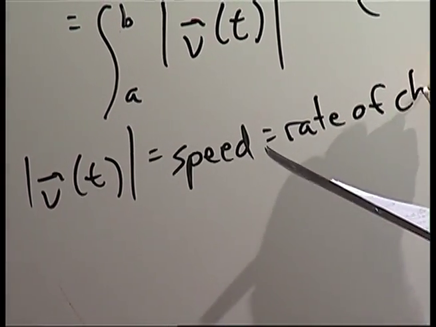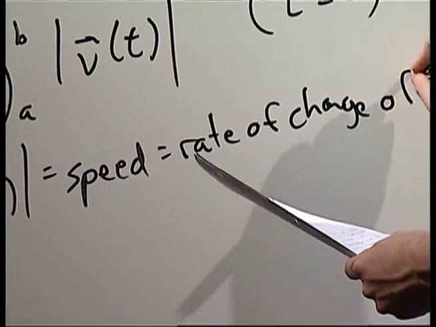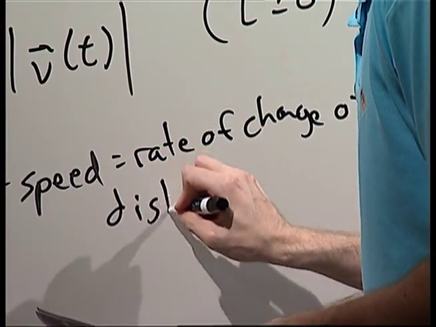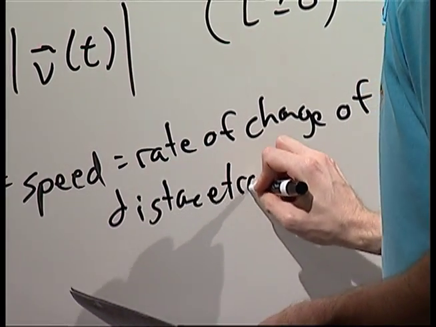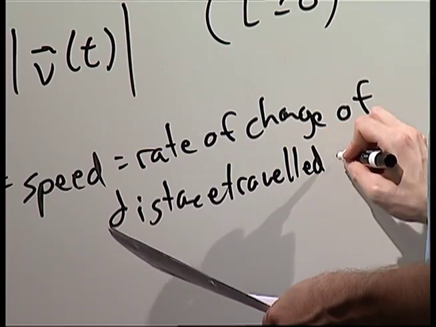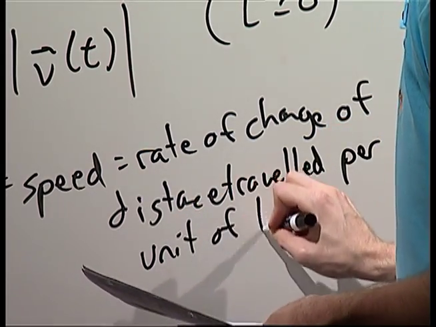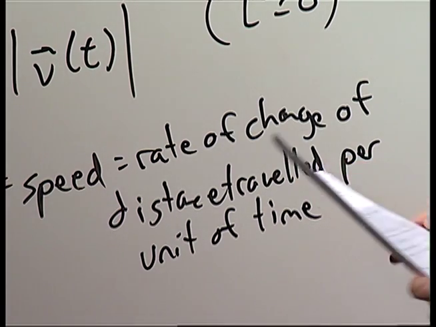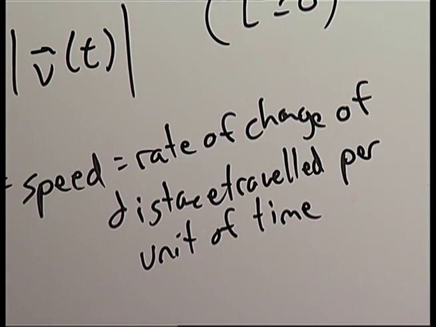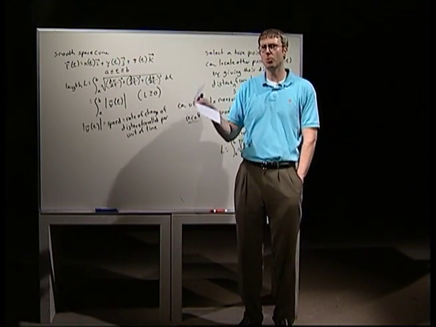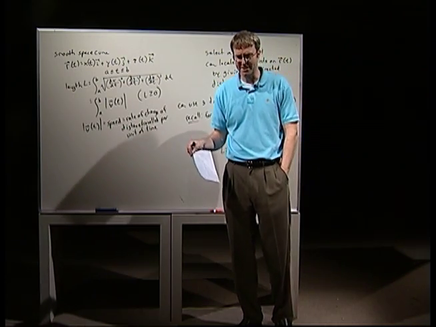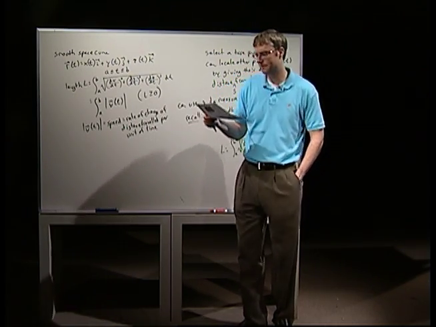What is another way of saying speed? It is the rate of change of distance traveled per unit of time. Right? Rate of change of distance traveled per unit of time. And this doesn't take into regard what direction it was. Doesn't matter, right? Velocity takes it into account.